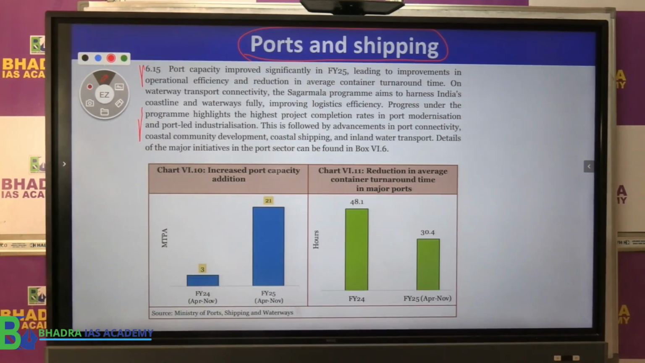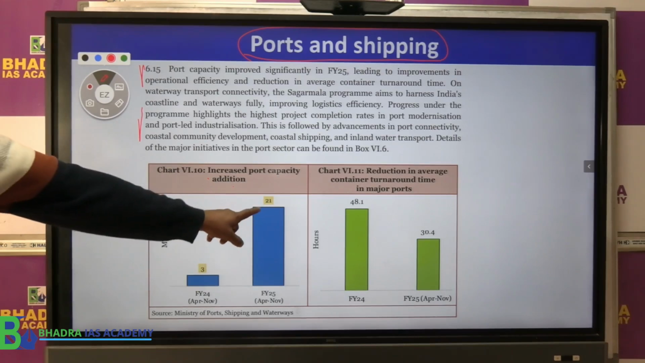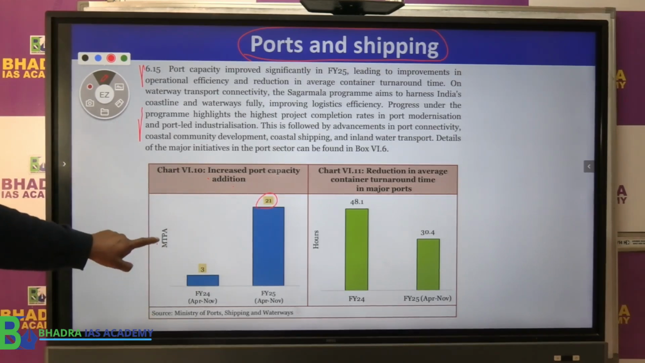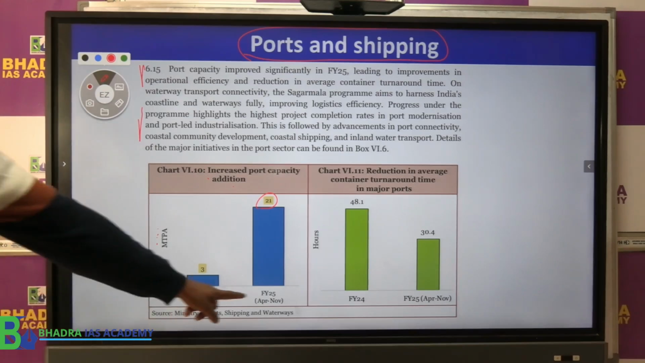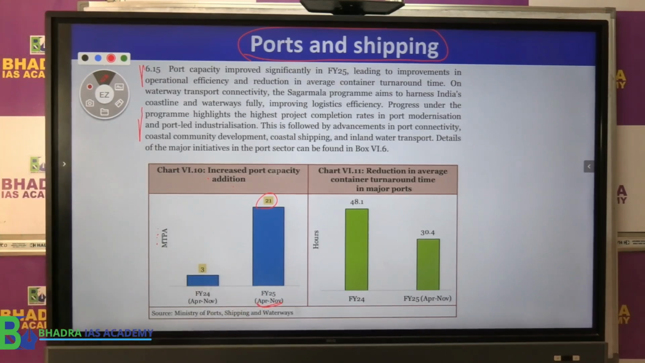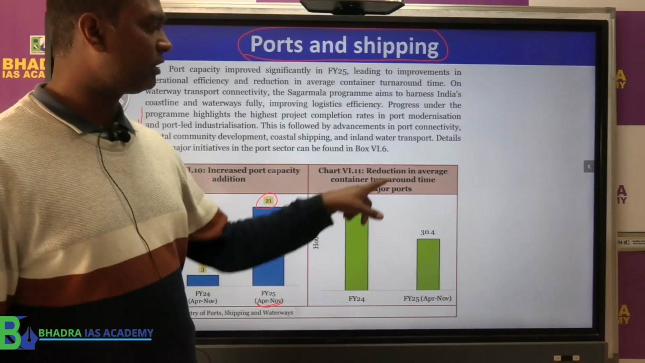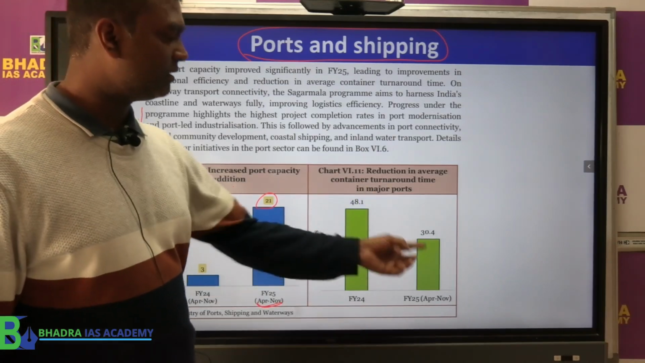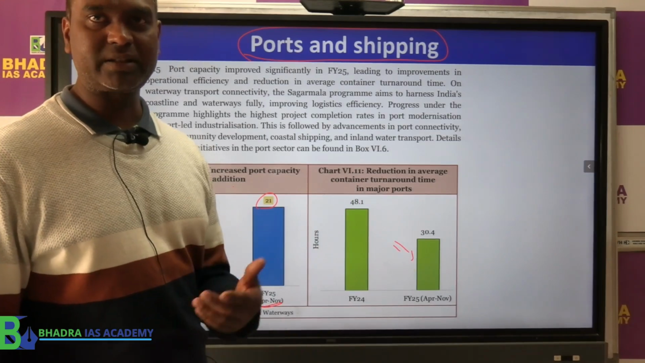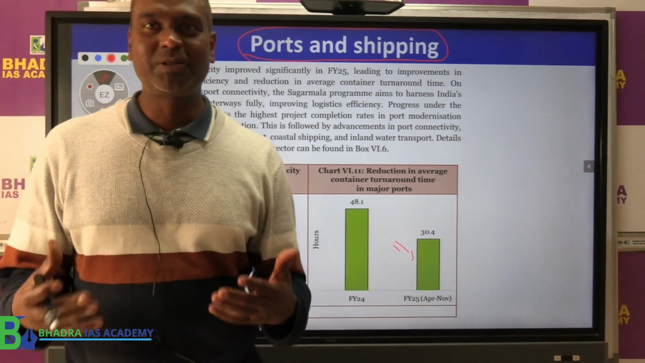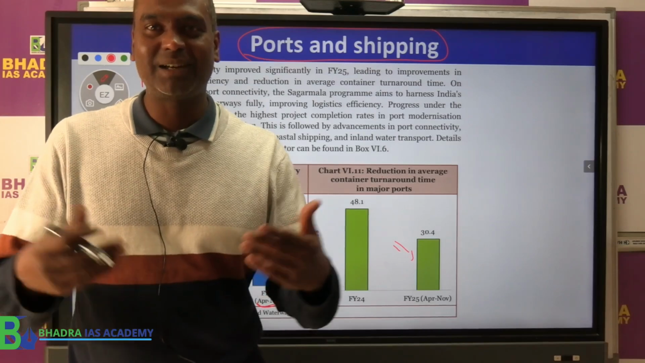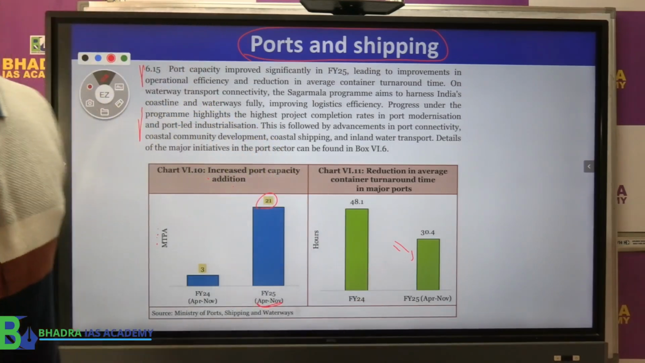Now if you look at the port capacity, according to the government's analysis, the port capacity has increased to 21 metric tons per annum, in April to November 2024-25. As a result, the time used for containers has been reduced. That means simply we can say port efficiency has improved a little.